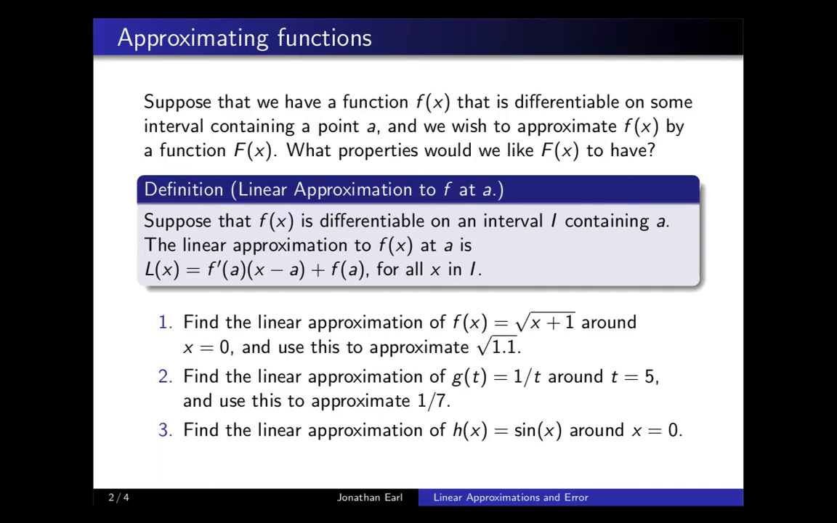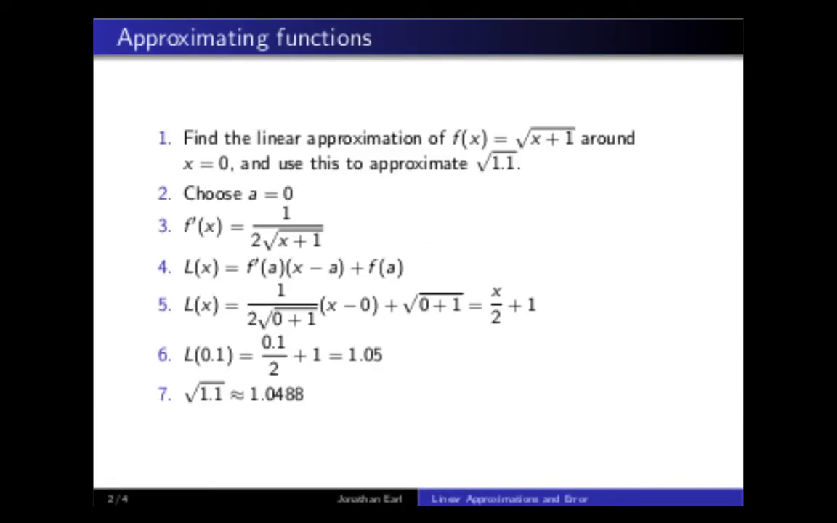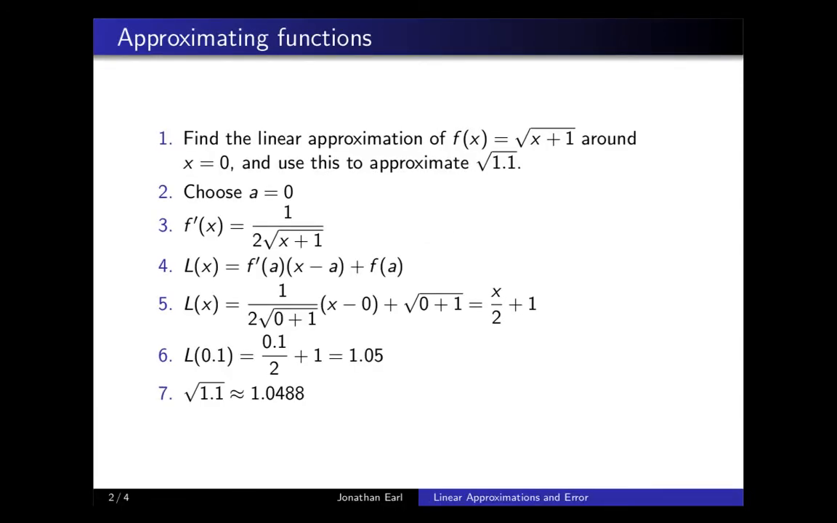So we'll call it L of x, L for line or linear. So L of x is going to be equal to f prime of a times x minus a plus f of a. Okay, so we'll do a couple of examples of this. So the first one that we'll have is we'll want to linearly approximate the square root of x plus 1 at x equals 0, and we're going to use that to approximate the value of the square root of 1.1. Okay, so I'll come back to the picture in just a moment.